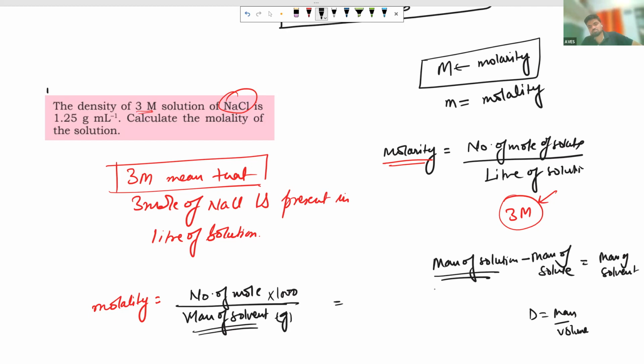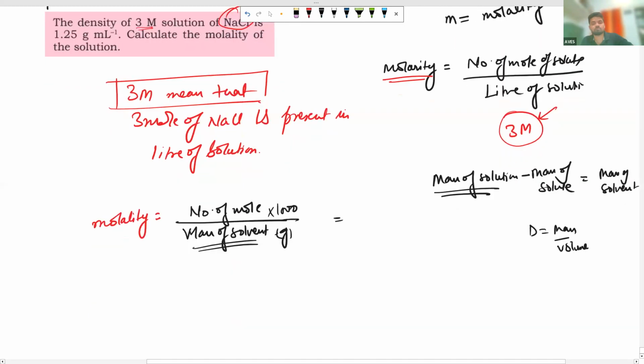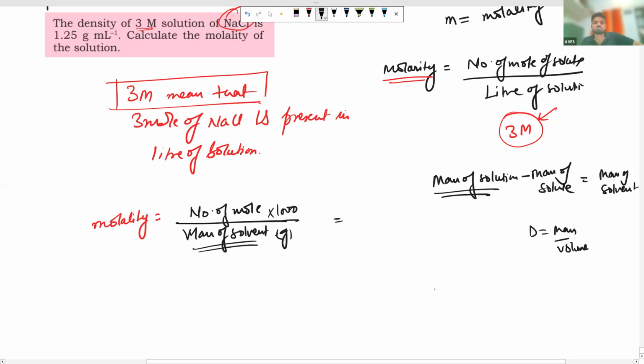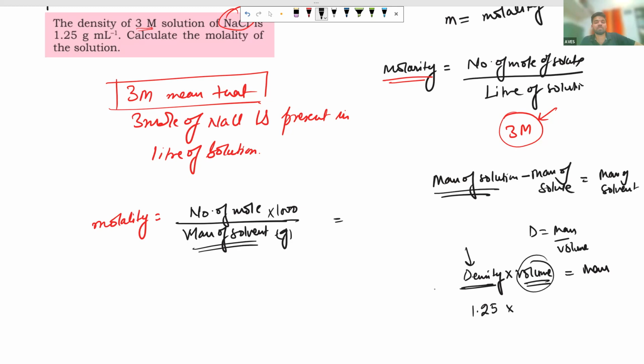Sir, we can multiply the number 1.25, which is the density, with 1000. Okay, this is the mass. Now the density unit is 1.25 gram per ml, so you have to write the volume in ml. How many liters of solution do we have? 1 liter. We are assuming this.